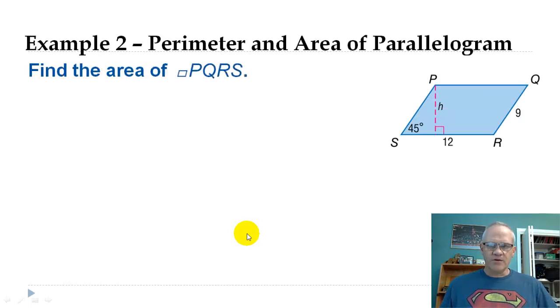All right, find the area. In this case, we're not going to find the perimeter. We're just going to find the area. Now, this is kind of fun, because look what we've got. We have a 45-degree angle here. We know the whole length of this is 12. We know this side's 9.